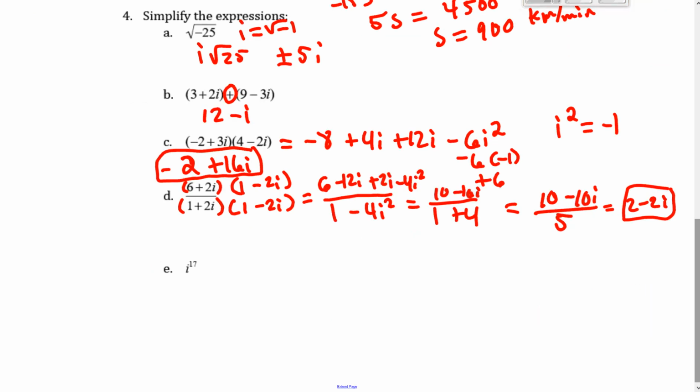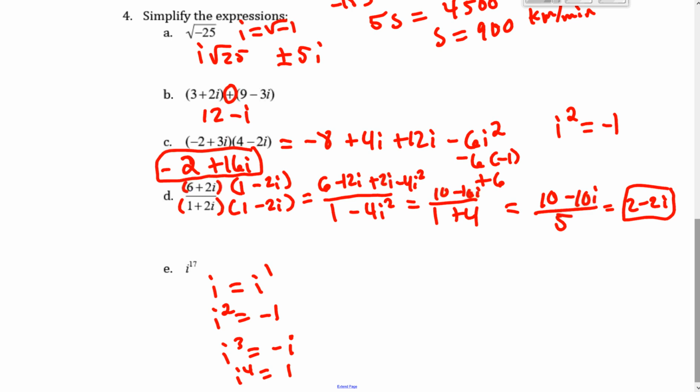So we know i is equal to i to the first. i to the second we know is equal to negative 1. And i to the third is equal to just a negative i. And then i to the fourth is equal to 1. i to the fifth will be back to i to the first. So these just repeat in a pattern of 4.